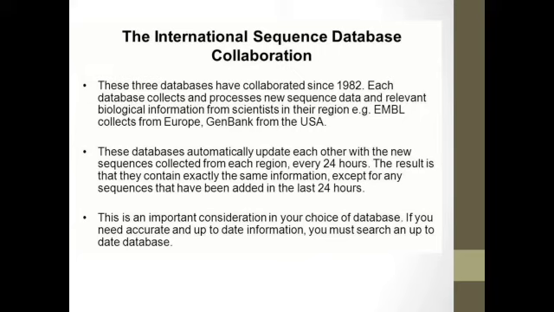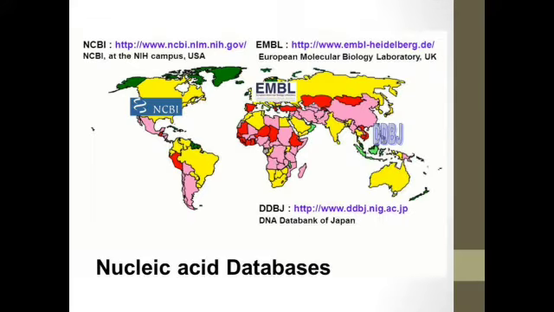What is the International Sequence Database Collaboration? These three databases have collaborated since 1982 and each database collects and processes the new sequence data and relevant biological information from the scientists in their region. Example, EMBL collects from Europe, GenBank from the USA. These databases automatically update each other with the new sequences collected from each region every 24 hours. The result is that they contain exactly the same information except for any sequence that had been added in the last 24 hours. This is an important consideration in your choice of database. If you want accurate and up-to-date information, you must search up-to-date databases.